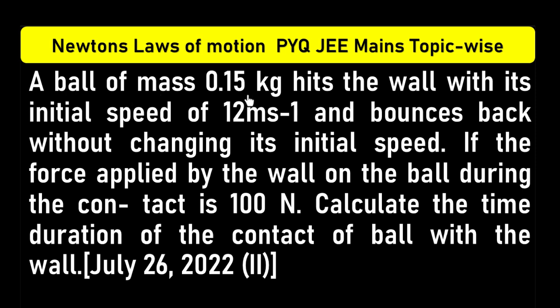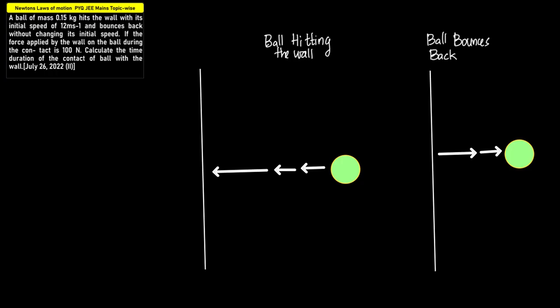Ball of mass 0.15 kilogram hits the wall with its initial speed of 12 meter per second and bounces back without changing its initial speed. If the force applied by the wall on the ball during the contact is 100 Newton, calculate the time duration of contact of ball with the wall. First, let us visualize this and then we'll try to find the solution. Okay, so this is what's given to us in the question.